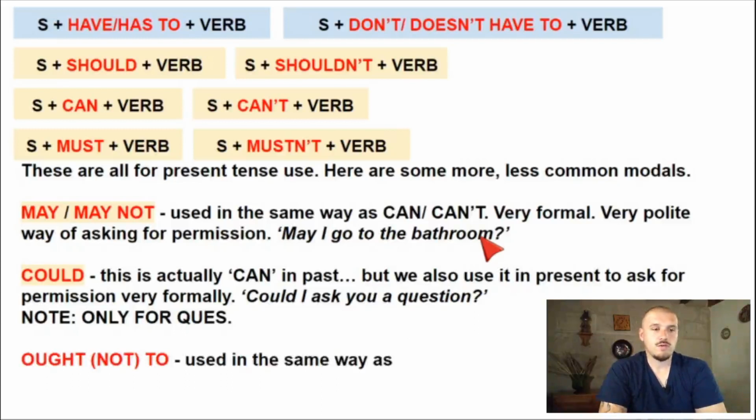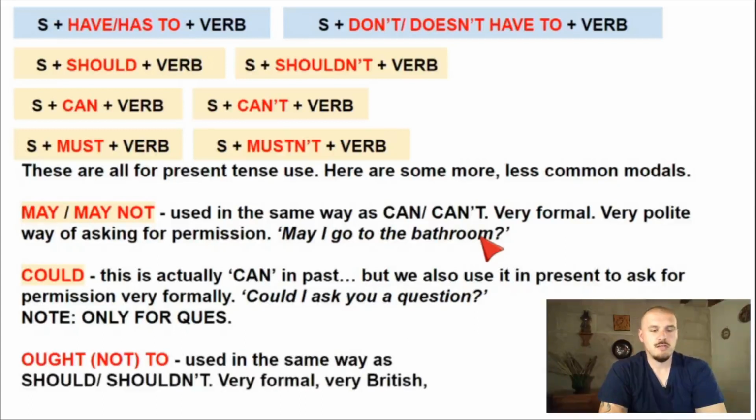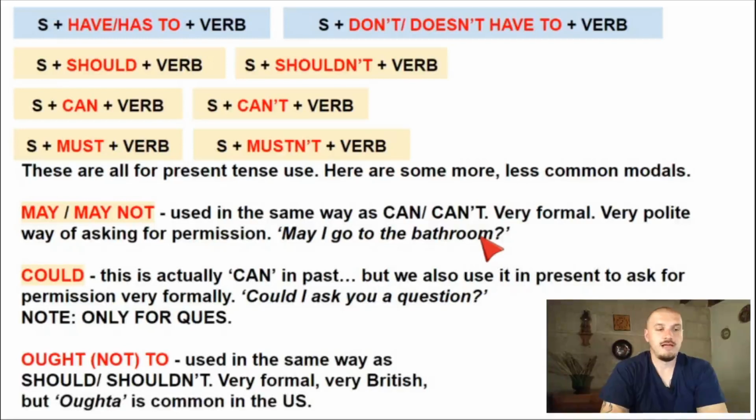Otro modal es ought to, ¿ok? Se utiliza de la misma forma que should and shouldn't. Es súper formal y es súper británico, ¿ok? En su mayoría del uso, pero también es común escuchar en Estados Unidos oughta. I oughta go. Debería de irme. Pero pues, escribiéndolo, etcétera, creo que únicamente los británicos lo ocupamos. La mayoría de la gente dice should and shouldn't. I should go. En lugar de I oughta go.